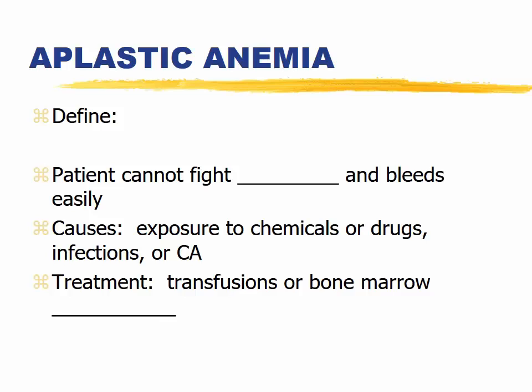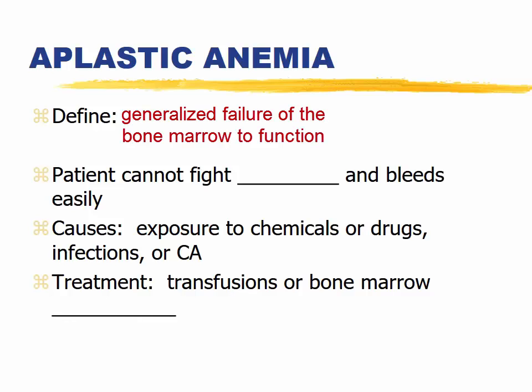Aplastic anemia refers to a generalized failure of the bone marrow to function that results in decreased levels of erythrocytes, leukocytes, and platelets. In addition to the anemia, the patient cannot fight infection and has a tendency to bleed easily. The causes include exposure to chemical agents or drugs, infections, and invasion of the bone marrow by cancer. Treatment may include transfusions or bone marrow transplantation.